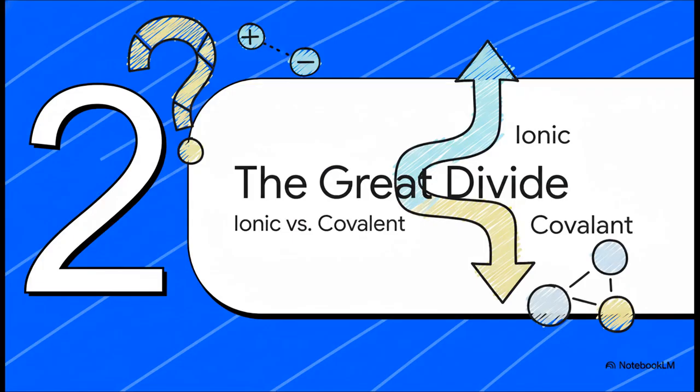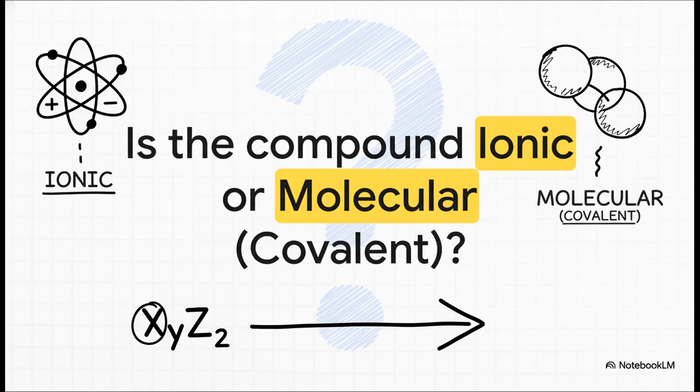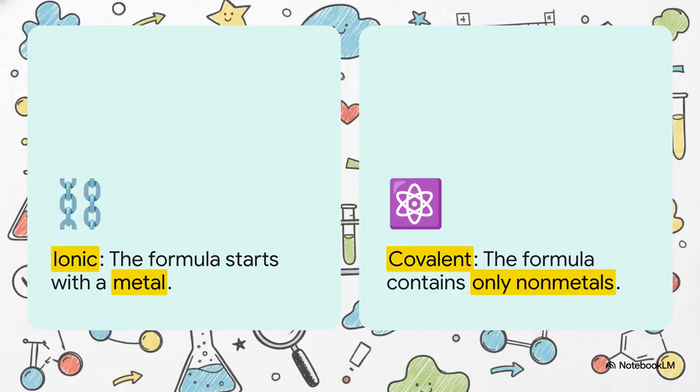Okay, so let's get into the nitty-gritty. The very first step in naming any compound is asking one super important question. And the answer to this question splits our path in two. Right. This one decision tells you exactly which set of grammar rules to follow. And the best part? The clue is hiding in plain sight, right at the beginning of the chemical formula. And it really is this simple. If the formula kicks off with a metal, you've got an ionic compound. If it's made up of only nonmetals, then it's what we call a covalent or molecular compound.